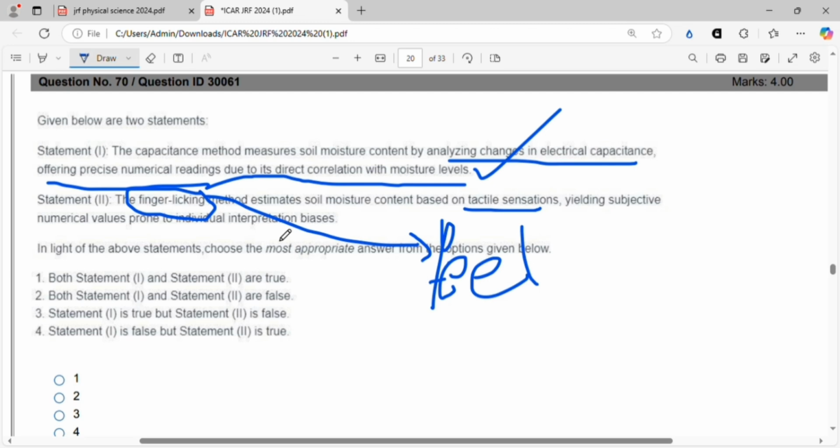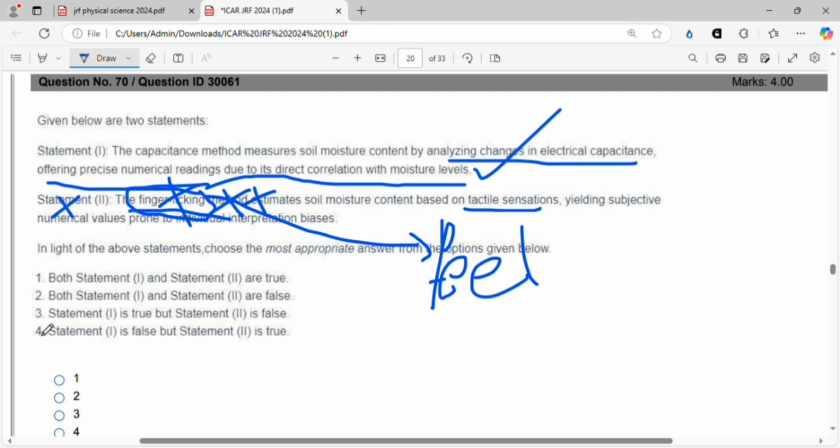What is more, what is less, that is relative from human to human, right? So this statement would have been true if the name of the method was correct. The name of this method is wrong. There is no method like finger licking method. You cannot find it in any textbook. That is why statement 2 is wrong.